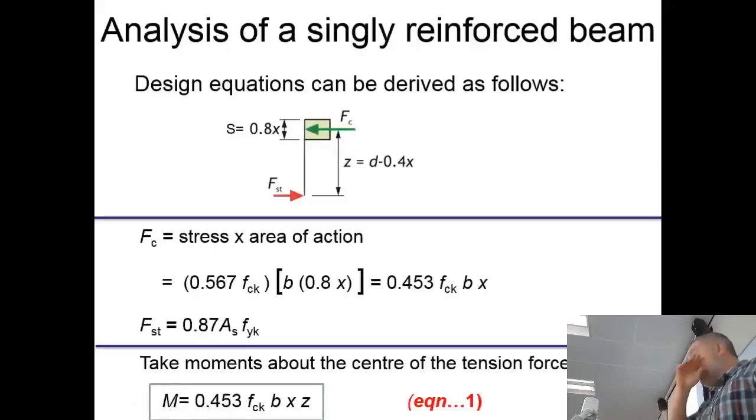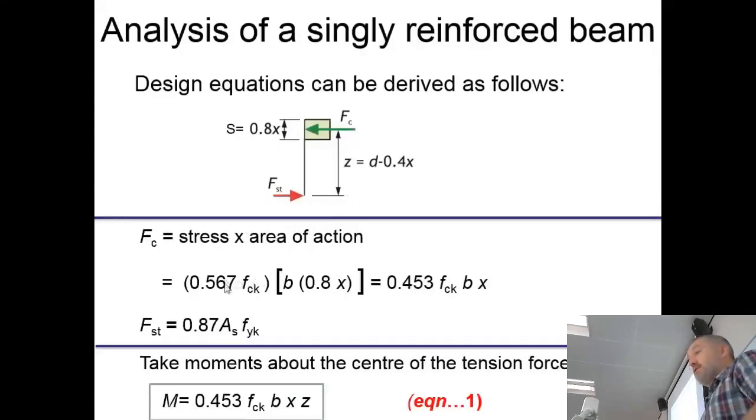And we can work out what z is based upon the distance between the center of the force in the concrete and the force in the steel, which is the depth take away half of the concrete. Now that's 0.8x, so it's d take away 0.4x. That's the value of z. If we're trying to work out the force in the concrete, force is stress times area, so it's just that formula there.